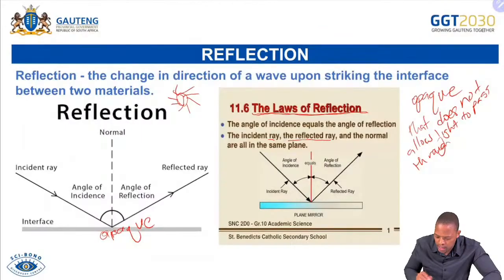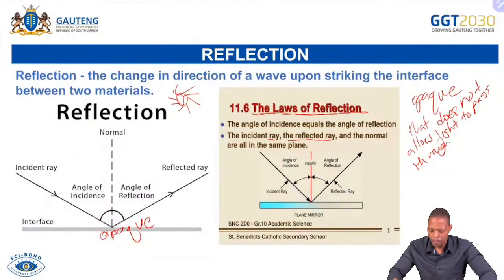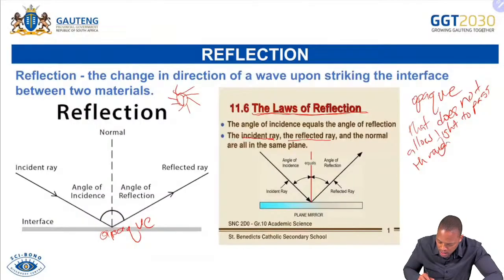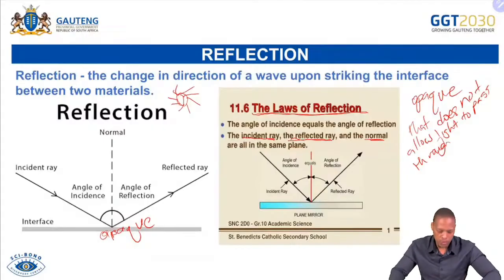Number one, before all of that must happen, we must make sure that the incident ray, the reflected ray, and the normal all lie in the same plane. Now, the question will be, what is the incident ray, what is the reflected ray, and what is the normal? Well, let's go back to say here.